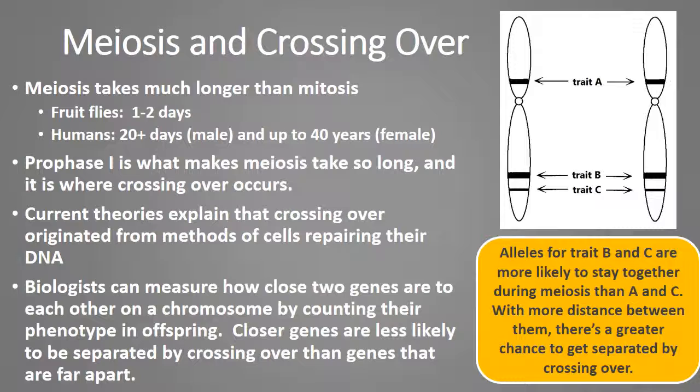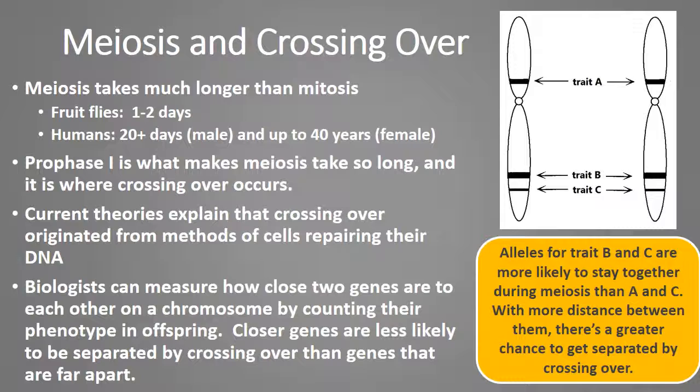So there's not likely to be a crossing over event that happens in between B and C because there's only a small region where they could cross over and get separated. A and C or A and B are much more likely to get separated by a crossing over event, so we know that they're further apart on the chromosome.